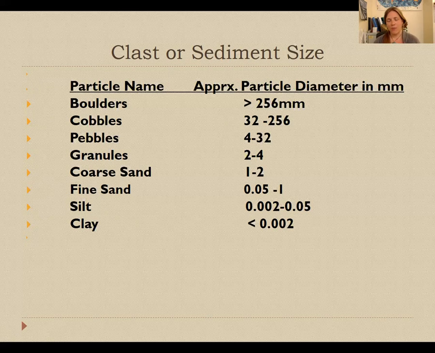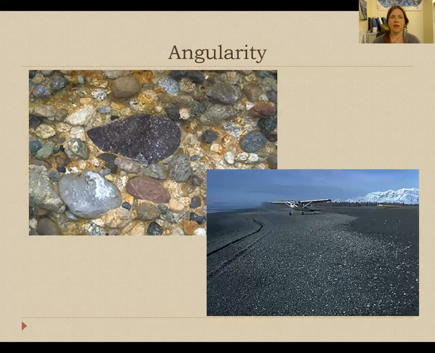So there's actually a very precise way that we can differentiate between the sizes of what's in a sandstone, as opposed to granules and pebbles that would form a conglomerate, as opposed to silt and clay that might form a shale or a siltstone. So there's ways that we can classify the different sediment sizes.